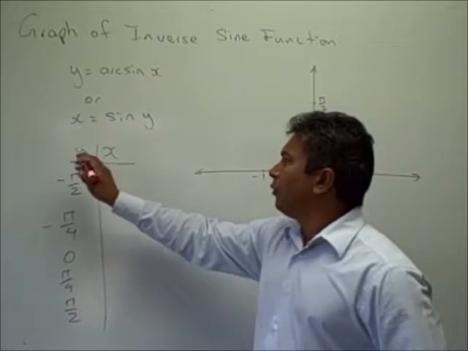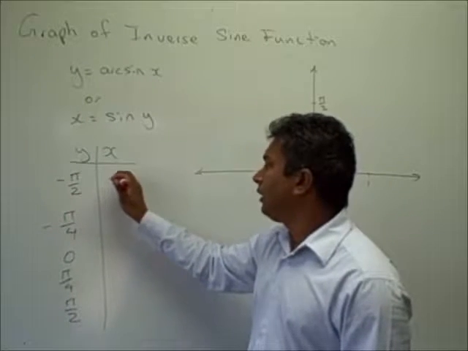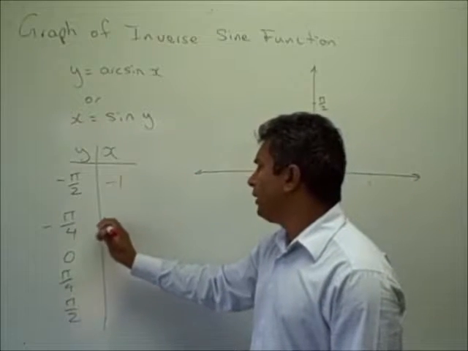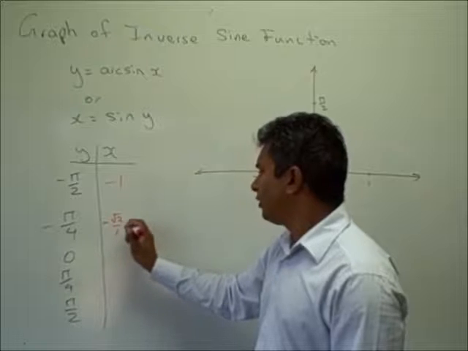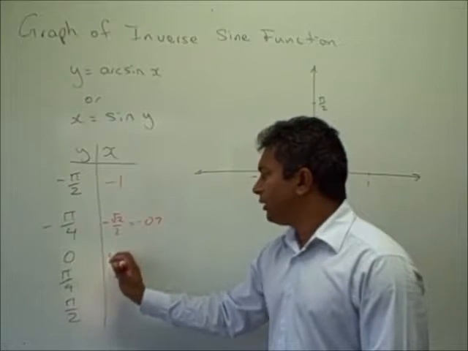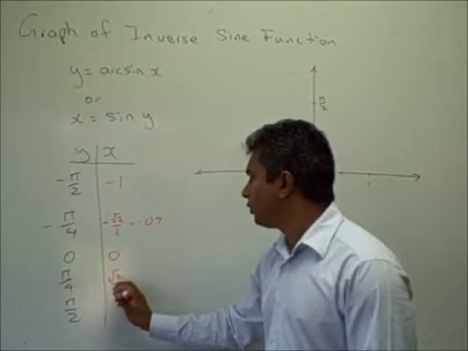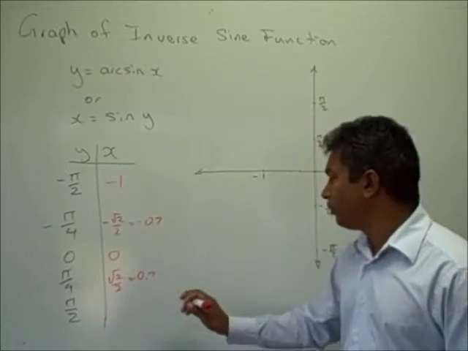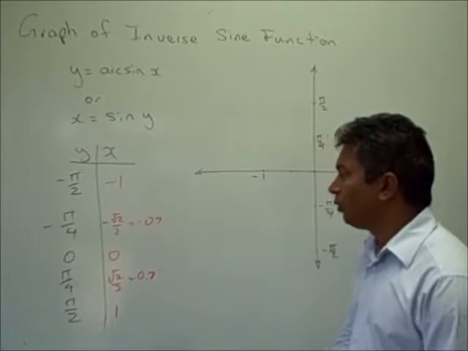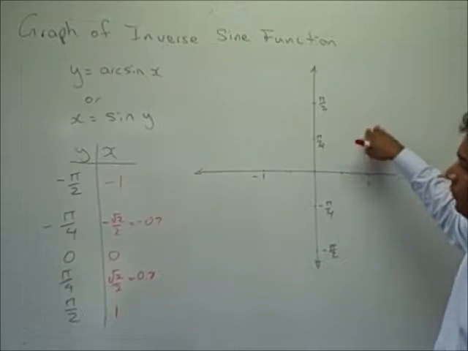So here, we know that the sine of negative pi over 2 would be negative 1. We know the sine of negative pi over 4 will be negative square root of 2 over 2, which is approximately negative 0.7. Here the sine of 0 is 0. The sine of pi over 4 is positive square root of 2 over 2, which is approximately 0.7. And we know that the sine of pi over 2 is 1. Now we can use these corresponding points to plot our graph and draw our curve.